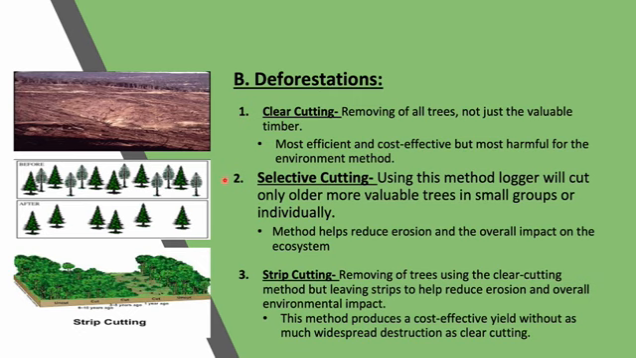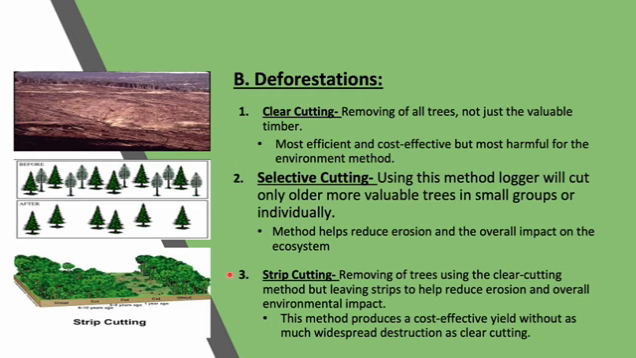The second way is selective cutting. When we use this method, the logger will cut only the older, more valuable trees in small groups or even individually. This method helps to reduce erosion and the overall impact on the ecosystem. You can see this is an example where the logger has gone in and selected the trees to look like this and has only pulled out these trees and left all the other ones, so the forest isn't completely bare.